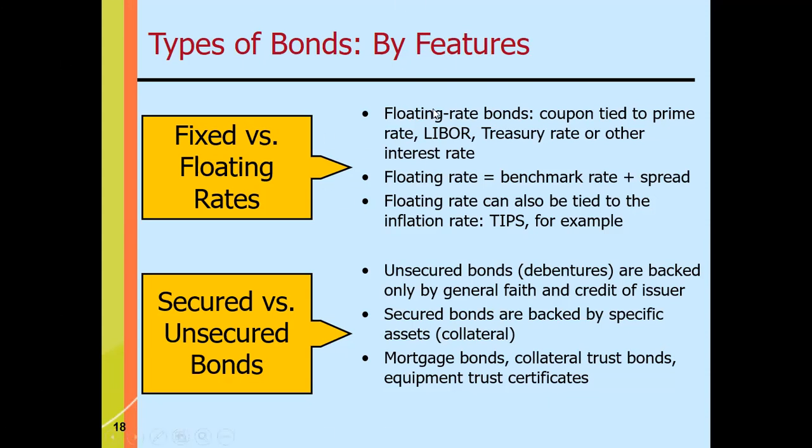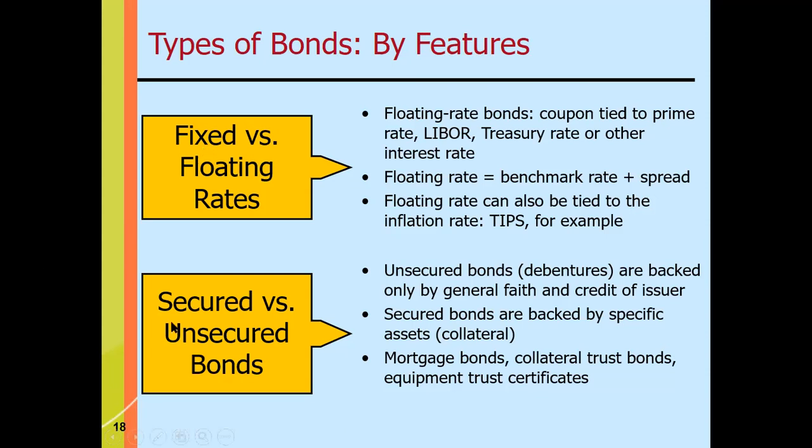On the other hand, we have floating rate bonds, in which the coupon is tied to the prime rate, LIBOR, which is the London Interbank Offered Rate, the treasury rate, and other interest rates. So the floating rate is the benchmark rate, whatever is provided, plus the spread, and the spread is the difference. Also, we can consider the transaction for inflation, or TIPS. So we have the inflation rate also to be added to the percentage of the rate.